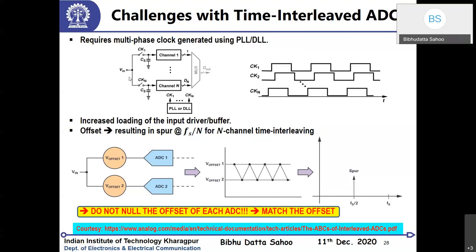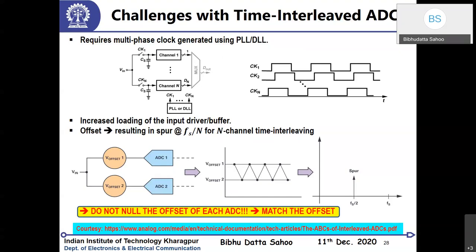Sometimes in an RF application, the input going into the ADC could be the output of a low noise amplifier, if we are going for direct sampling ADCs, RF sampling ADCs. That means you're sampling directly at the antenna. The output of the antenna goes to the low noise amplifier, and the output of the low noise amplifier can drive the ADC.